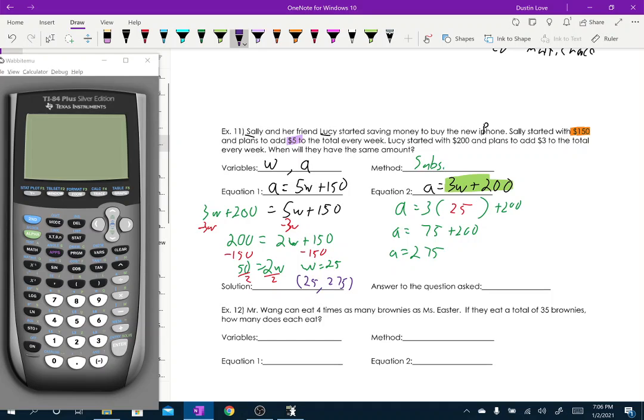But what question is being asked? When will they have the same amount? Well, when is just the number of weeks. So after 25 weeks.